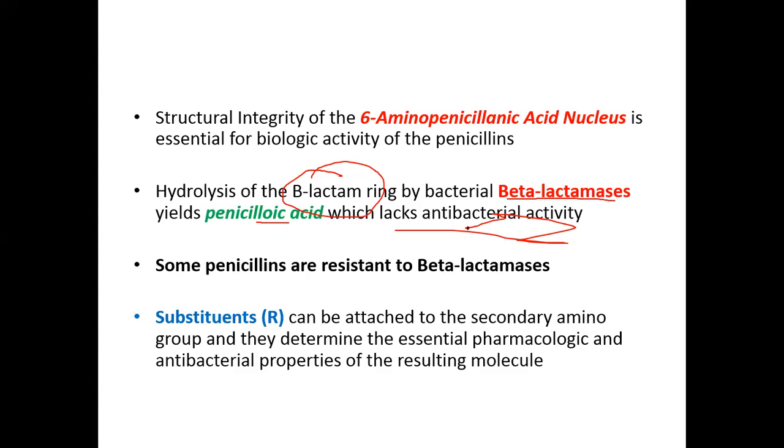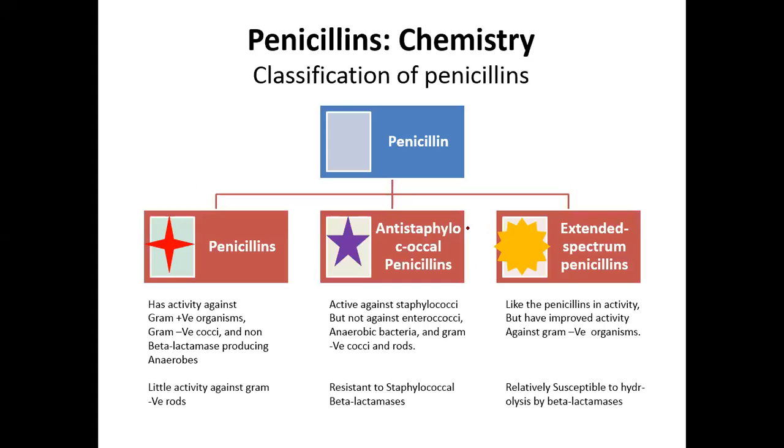Some penicillins are resistant to beta-lactamases. That is also important to remember. And then the substituents R can be attached to the secondary amino group, and they determine the essential pharmacologic and antibacterial properties of the resulting molecule. Okay, so what we have done now is we said there are some penicillins that are resistant to beta-lactamases. And then we said that the structural integrity of these beta-lactam antibiotics is critical for them to have antibacterial effects.